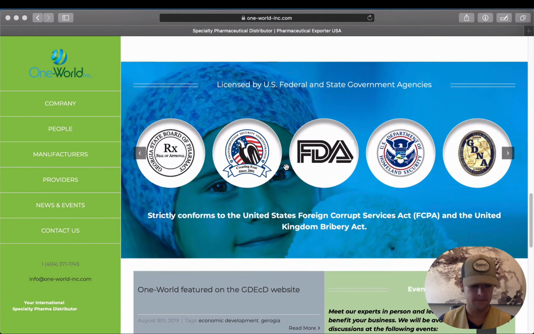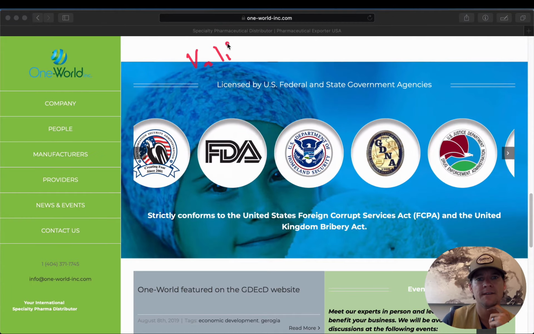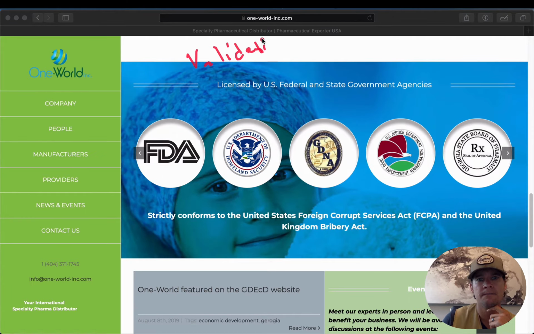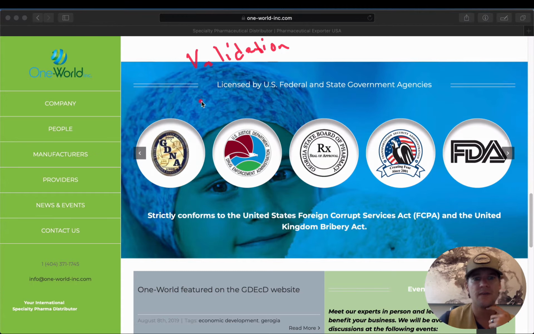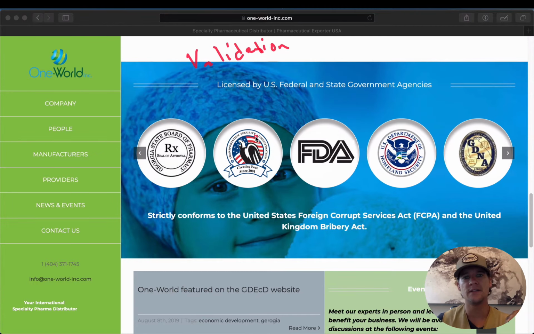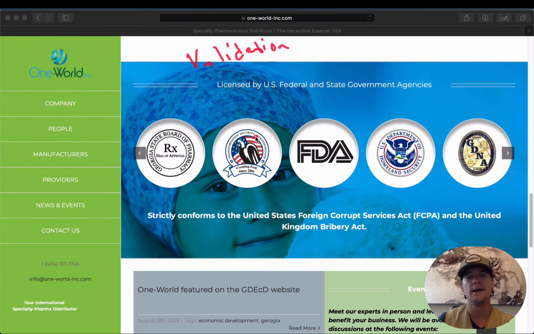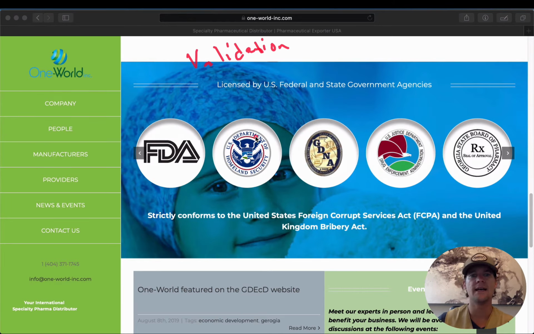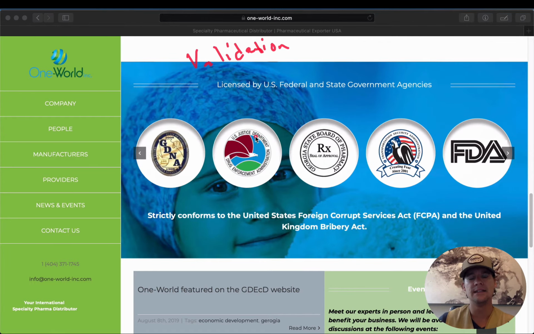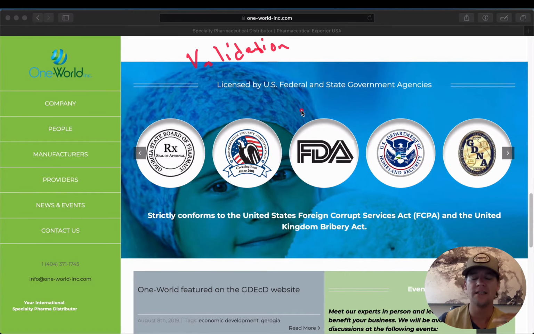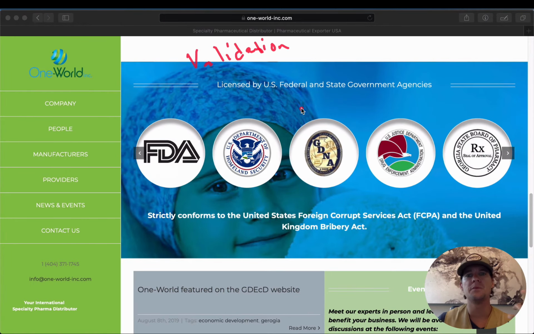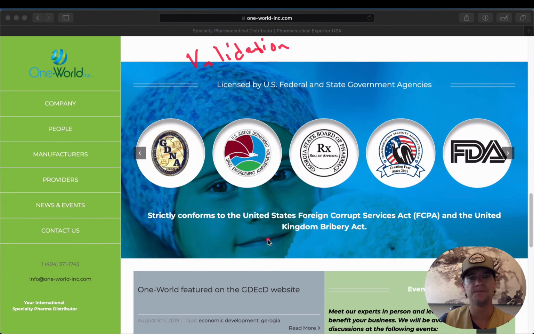All right, so here's a validation section, right? So each of these logos gives that user, that visitor, a level of trust. Okay, hey, these guys, they've gone through different methodologies and different requirements to be licensed, and so that makes me feel good. I'm going to be working with a company that I can trust. I really like the use of the validation here.